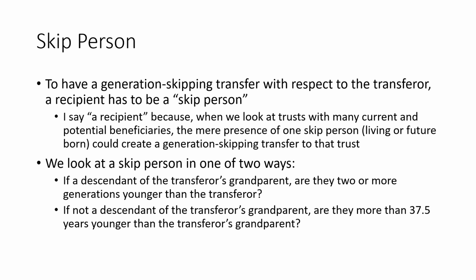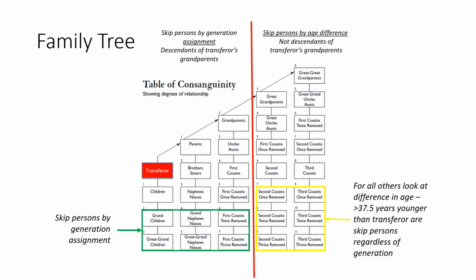One, generation assignment. If an individual recipient of a wealth transfer is a descendant of the transferor's grandparent, then we look at the difference in generations. Are they two or more generations younger than the transferor? If so, by generation assignment, they'll be a skip person. If they're not a descendant of the transferor's grandparent, then we can look to the difference in age only. And if that recipient is more than 37 and a half years younger than the transferor, and that's a bit of a typo on the slide, it should say than the transferor, then that recipient will be a skip person as well. So that's a little bit confusing.